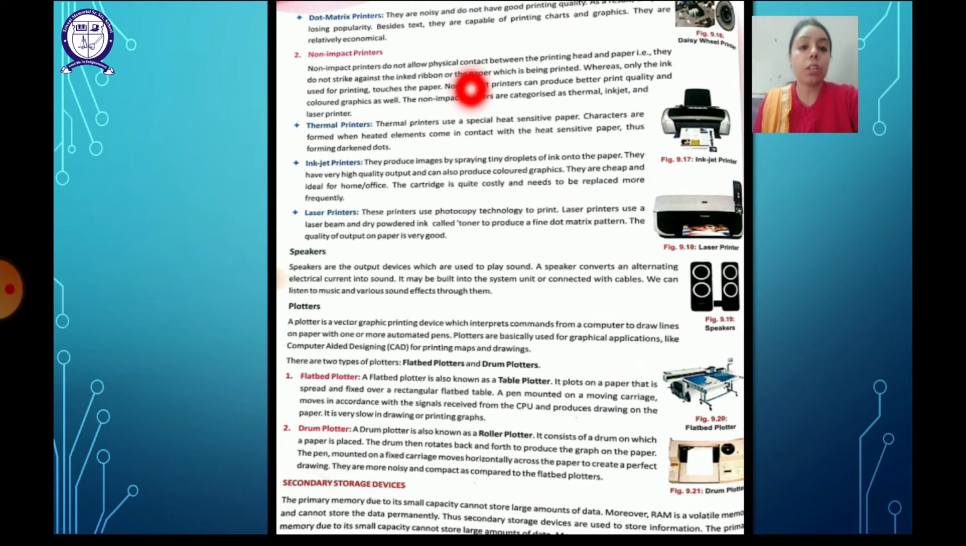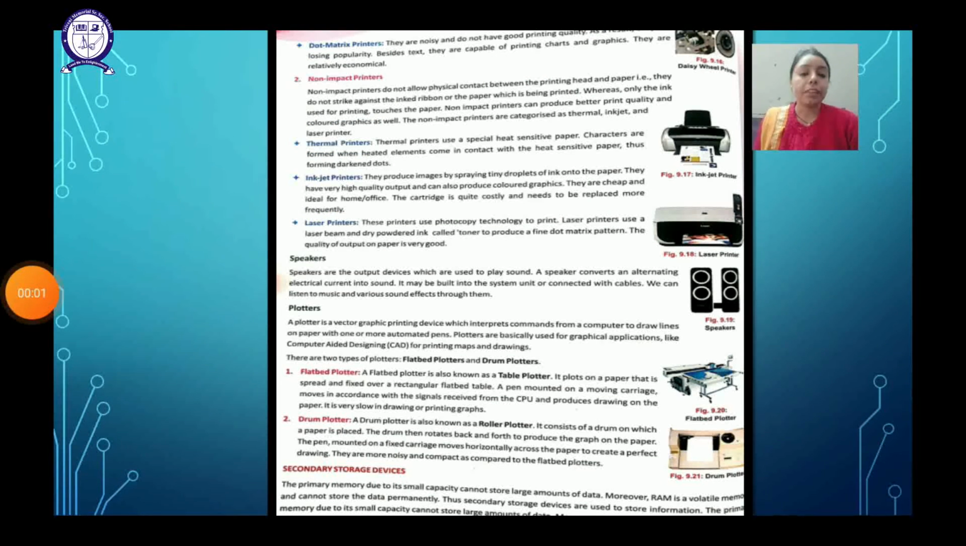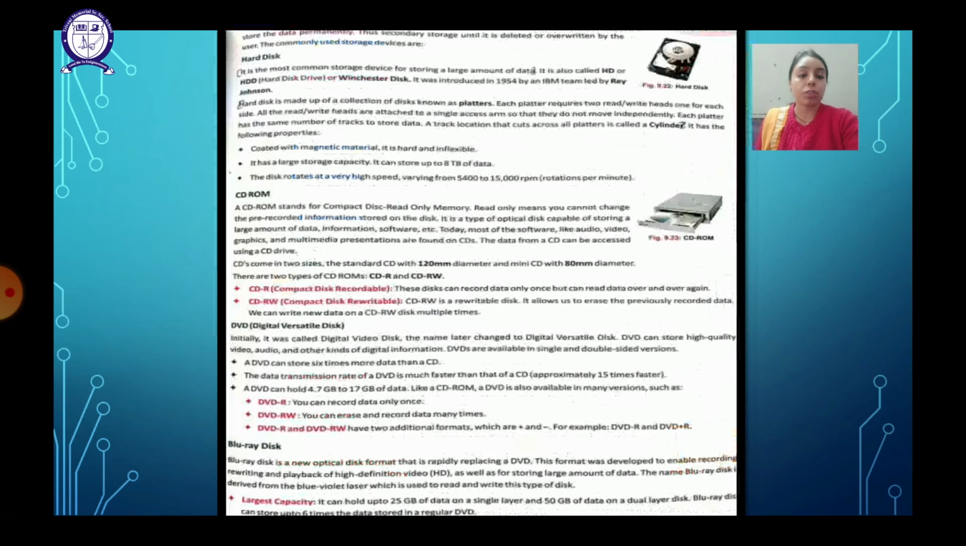Now these were the output devices which we have discussed: monitor, printer, speakers and plotters. Then we have the secondary storage devices. We know that primary memory has a small capacity and cannot store a large amount of data, and RAM is a volatile memory in which data cannot be stored permanently. So we have various secondary storage devices which help us to store data permanently.